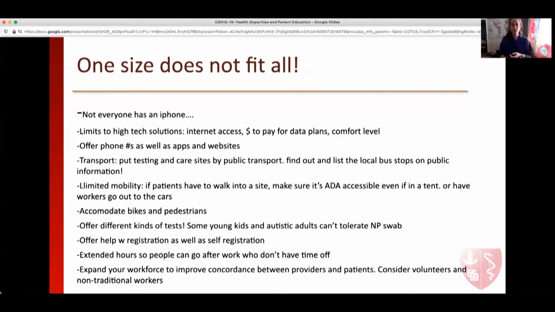Try to, as much as you can, accommodate people on bikes and pedestrians. Again, not everyone has a private vehicle. It's also important to keep traffic safety in mind. We don't want to have pedestrians waiting in line with a bunch of cars.